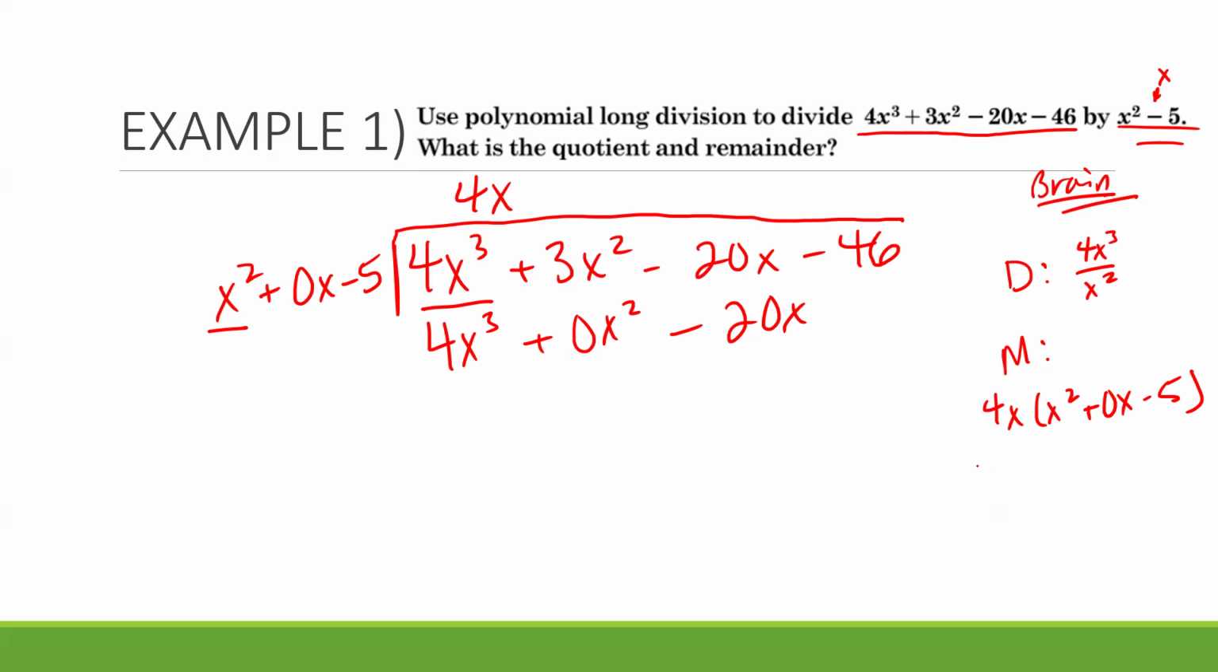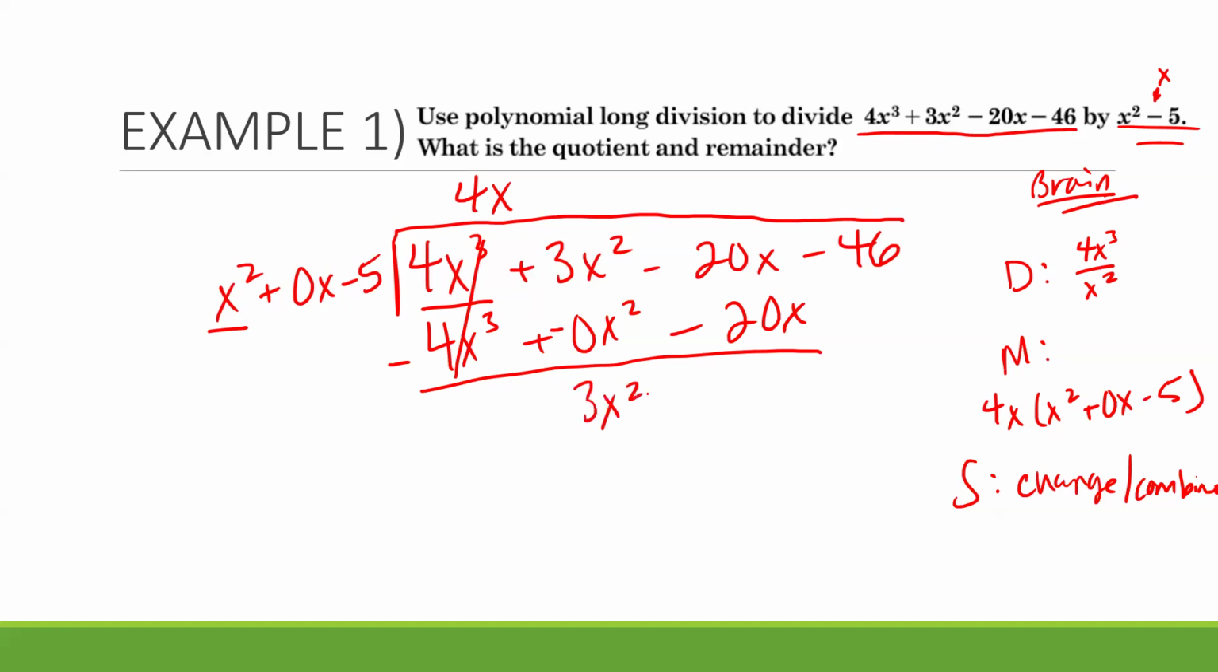We multiplied. S is to subtract. When you're subtracting polynomials, that means to change and combine. So we're going to change their signs and combine. When you're subtracting, what are you doing? Changing and combining. So I'm going to change the sign. This goes away. Change the sign. This becomes 3x squared. Change the sign, and this becomes 0x.